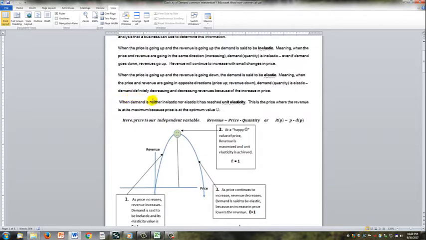Finally, when the demand is neither inelastic, like over here, nor elastic, like over here, it has reached what we call unit elasticity. And this is the price where the revenue is at its maximum because the price is at the optimum value. So this is number 2. At a happy value of price, revenue is maximized and unit elasticity is achieved. So we're going to learn how to write an elasticity function, and when it equals 1, you have found the perfect price and the maximum revenue.